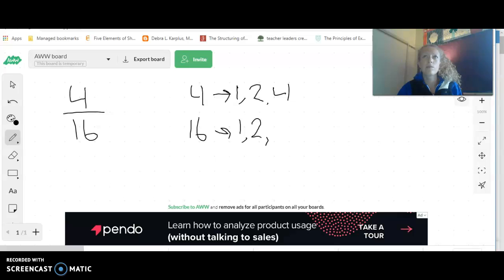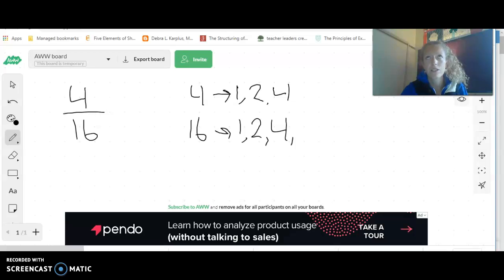3 times... nope, not going to have a 3. If you're ever not sure, let's count. In fact, let's just try it. So let's count by 3s and see if we get to 16. 3, 6, 9, 12, 15, 18. Not going to hit it. Let's try 4. Let's count by 4s. 4, 8, 12, 4 more is 16. I hit it exactly. So 4 times 4 is 16.